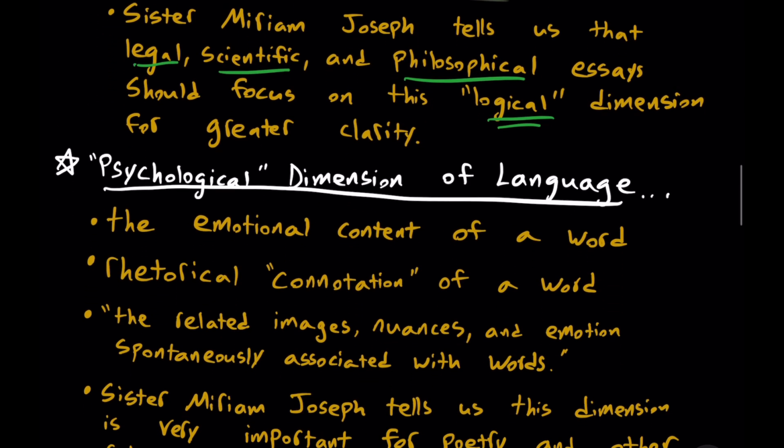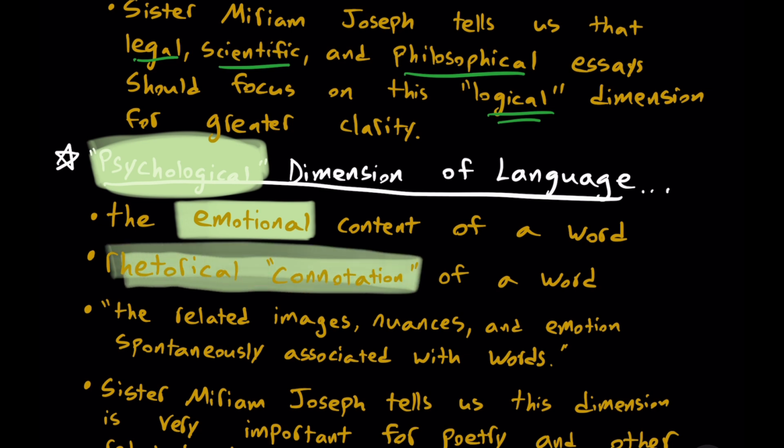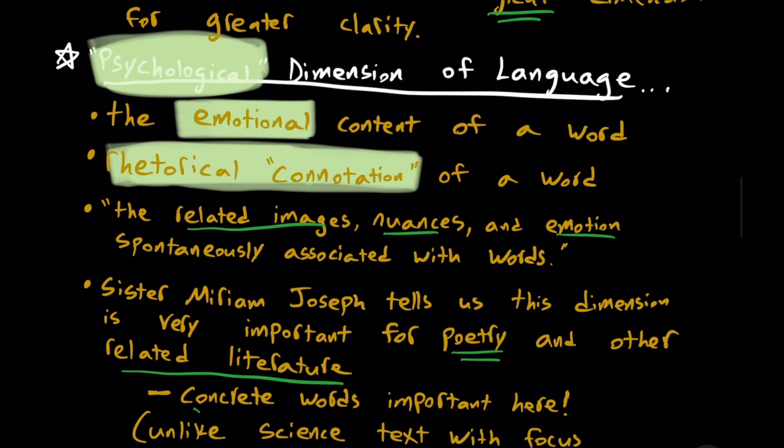But there's also, for sure, a psychological dimension of language. We're thinking about the emotional content of a word. Here we're thinking about rhetorical connotation of a word. Sister Miriam Joseph writes, we're dealing with the related images, nuances, and emotions spontaneously associated with words. Sister Miriam Joseph tells us that this dimension is very important for poetry and other related literature. And here, concrete words are important, unlike a science text, which deals with more abstract words. When you're reading a short story, the good short story in general is not descriptive. It's showing. It's inviting us to use our imagination, to pretend we're at that particular location with the images, the sounds, the smells, and so on and so forth. It's very concrete.